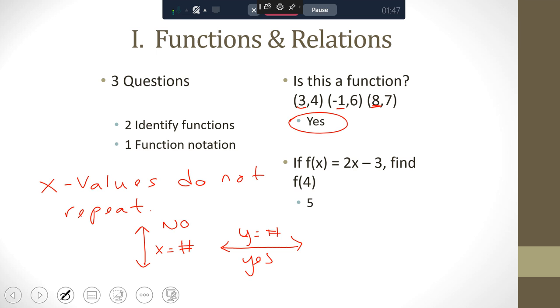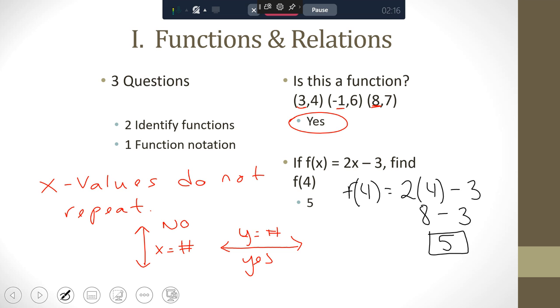For function notation, we have to substitute in the number that's with the f of x in for x and then solve. So we have f of 4 equals 2, and then instead of the x, I'm going to put a 4 in. Then I'm going to simplify. So 2 times 4 is 8. 8 minus 3 is 5. And that is how I get 5.